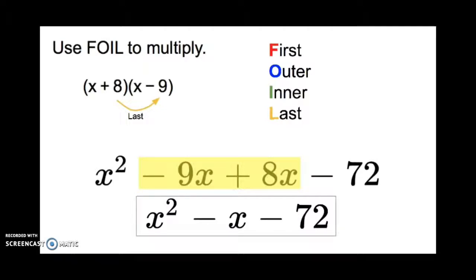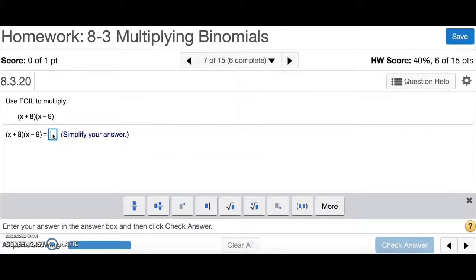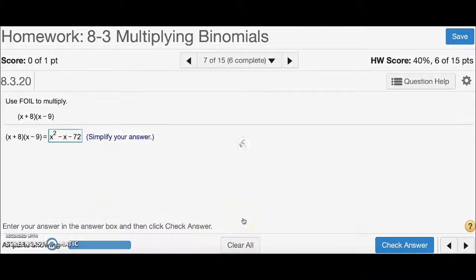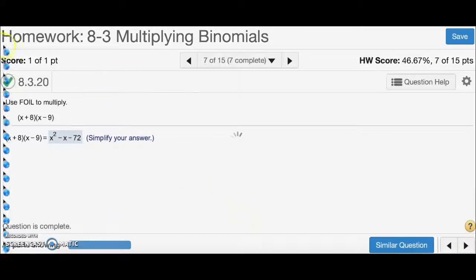So let's type that in. So typing it in, we have x squared minus x minus 72. That is number 7.